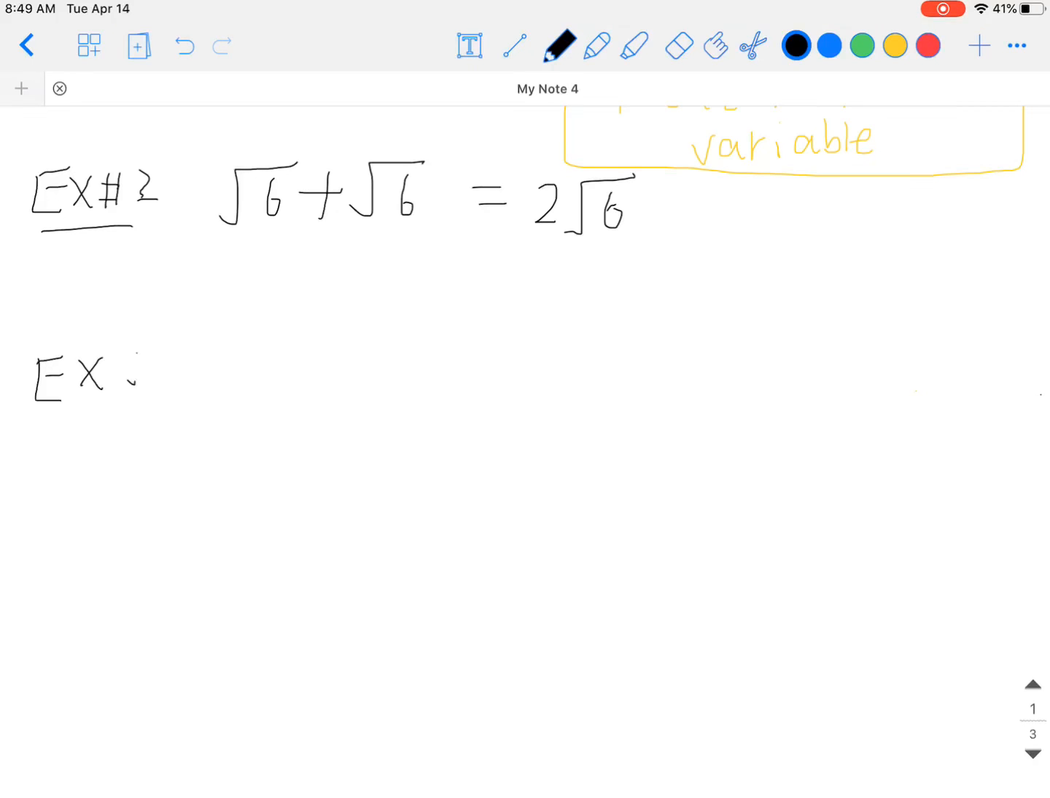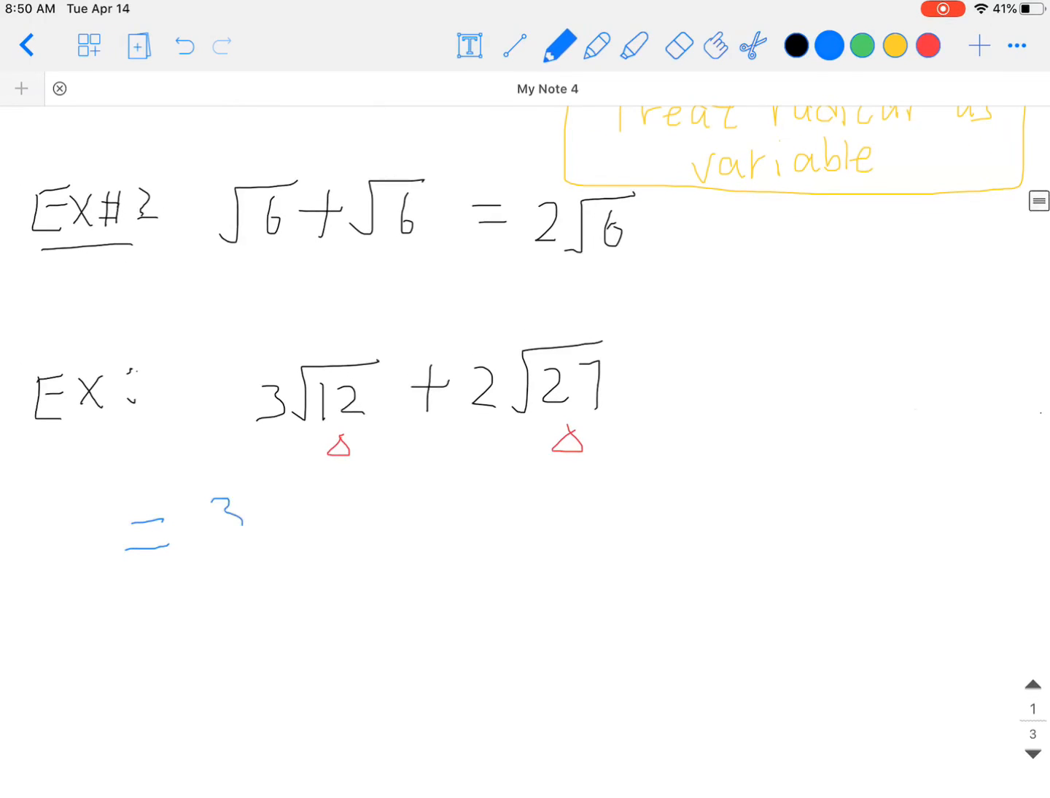So what happens if we have something like 3 radical 12 plus 2 radical 27? Radical 12 and radical 27. Remember, these two are not alike anymore, and there's no way we can add them right away. But if we simplify, we don't know, right? So try to simplify in the beginning.